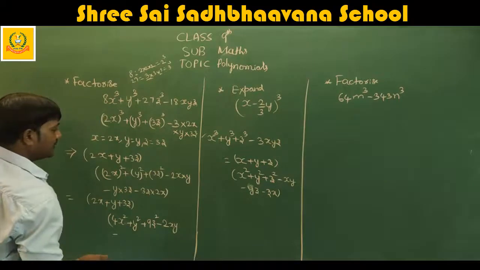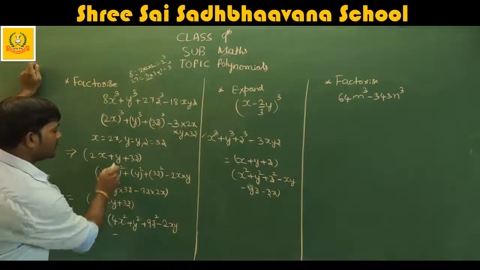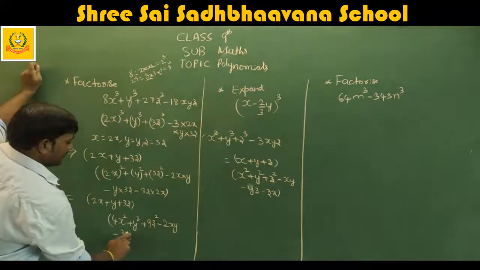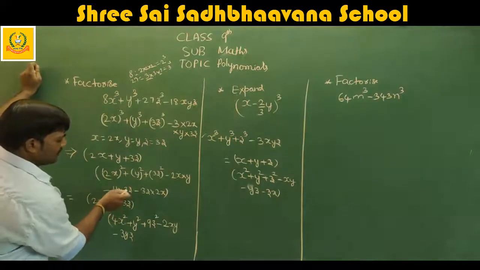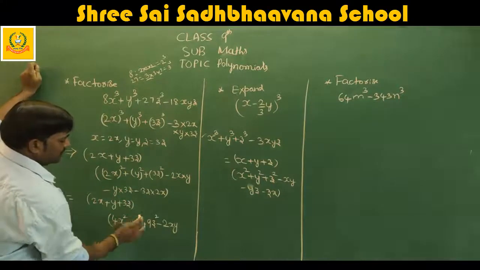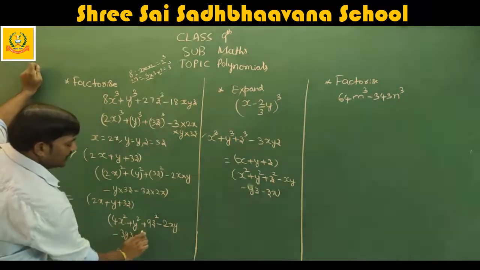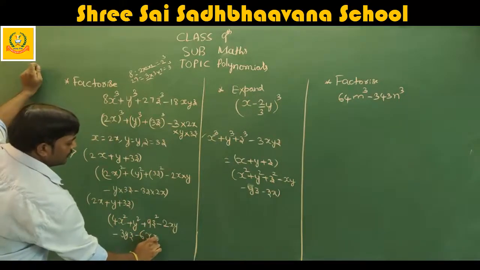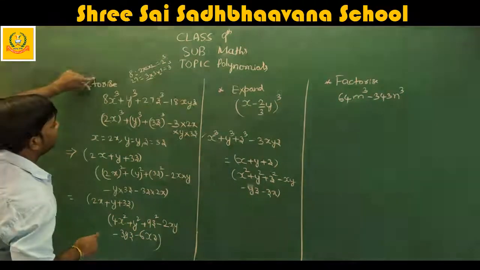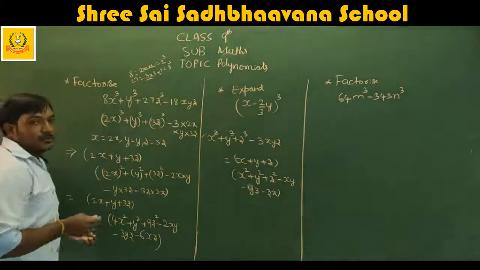Minus 3 into y into z. See, 3yz. Can I write it as 3yz? Just, we are multiplying. 3 as it is, y into z, yz. Minus 3 into 2, 6, x into z, xz. So this is the factorization of the given polynomial.